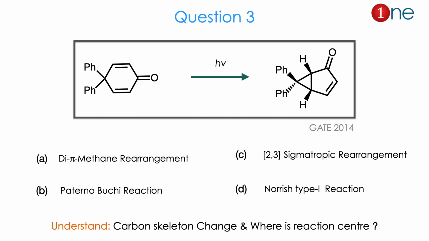They ask what is really happened here. Whether type I Norrish rearrangement or sigmatropic rearrangement or the Barton reaction or Norrish type 2 reaction. So you have to understand that the question is really about where is the reaction center, what really happened. And you have to also understand definitely the carbon skeleton change, ring contraction also occurs. The answer is A. Let us see how.